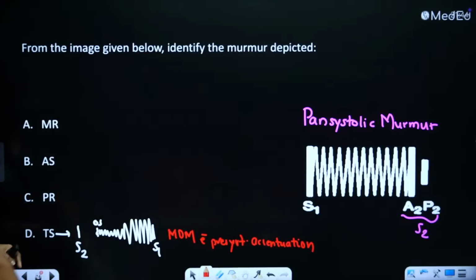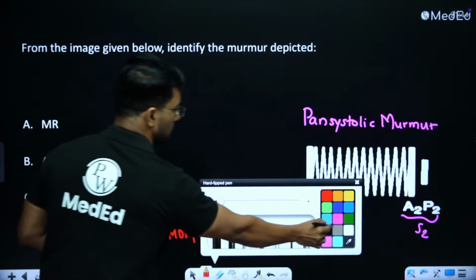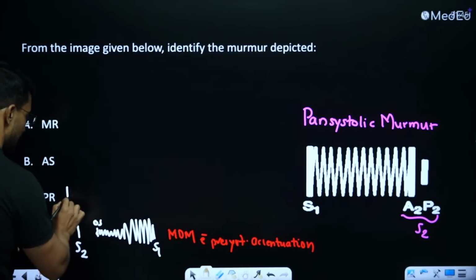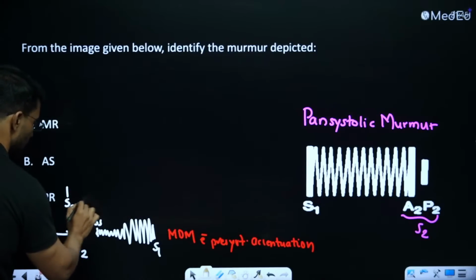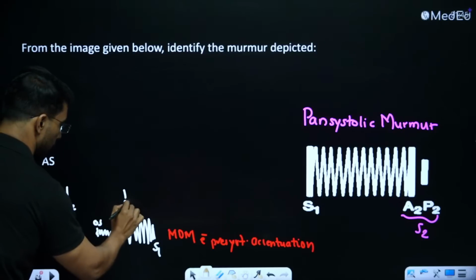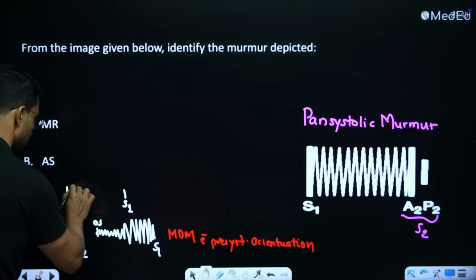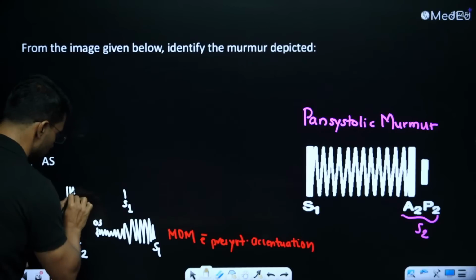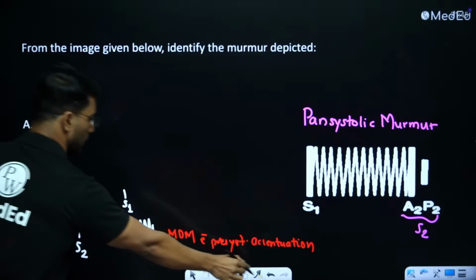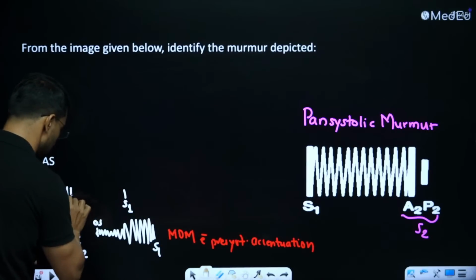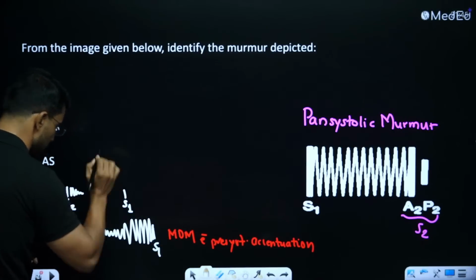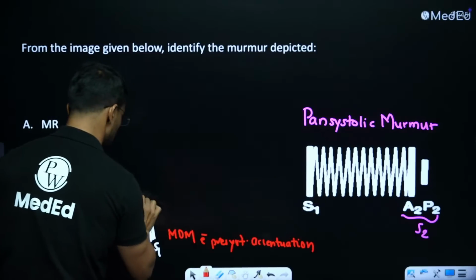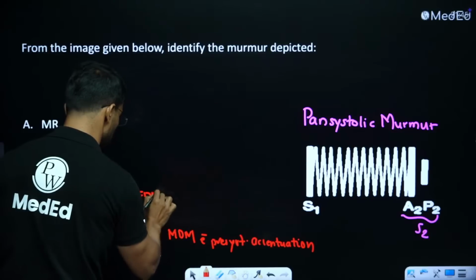What is the murmur of pulmonic regurgitation? The murmur of pulmonic regurgitation and aortic regurgitation is the same. It is a diastolic murmur. It's an early diastolic murmur. So it's going to happen between S2 and S1, and it only runs in the initial part. You can call it an early diastolic decrescendo murmur. It's an EDM, early diastolic decrescendo murmur.